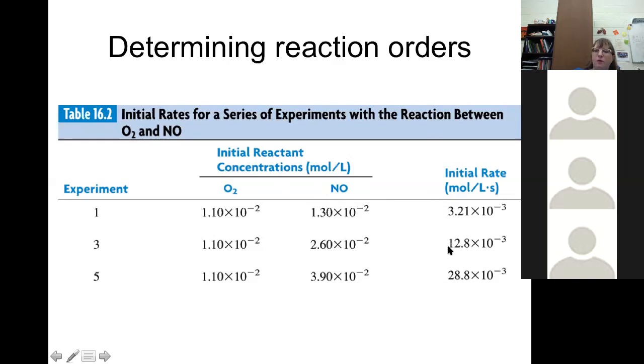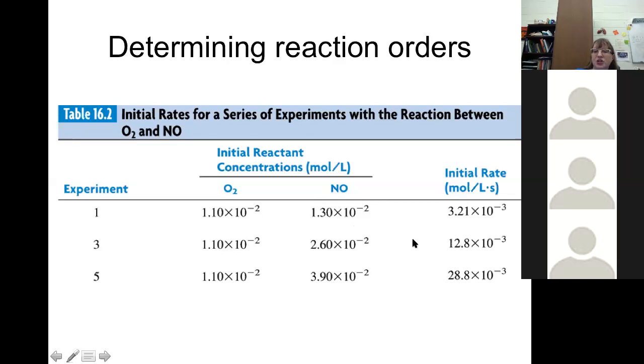So this is about 4 times as much here. So they're not doing the same thing. This is doubled. This is 4 times as much. Now, if I look at 1 and 3, this is 3 times as much. 1.3 to 3.9 is 3 times as much. This, going from 3.2 to 28.8, is about 9 times as much.